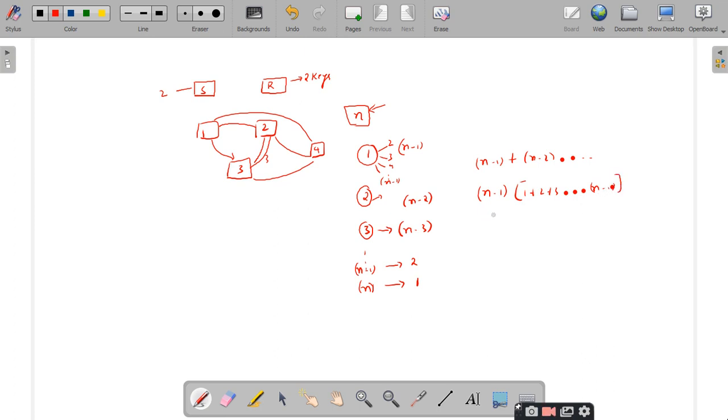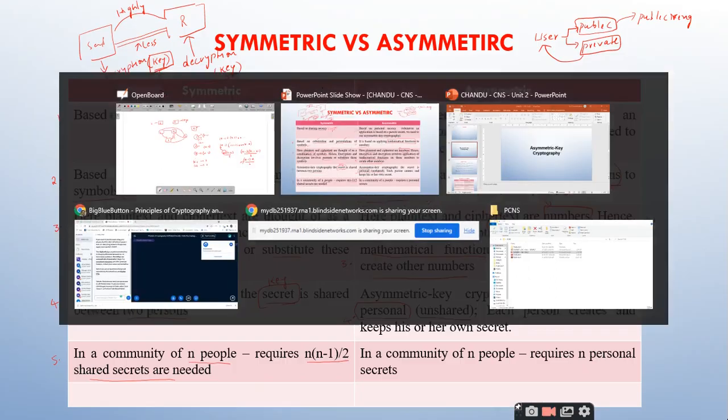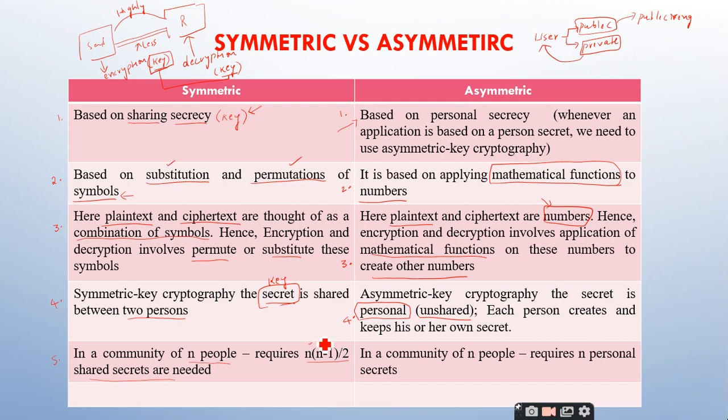So what is the formula for the sum of n natural numbers? n into n plus 1 by 2. But here my n is n minus 1. So I substitute: n minus 1 into n minus 1 plus 1 by 2, which is equal to n minus 1 into n by 2. So this is how the formula has been generated. If you have n members in a community, they are going to generate n into n minus 1 by 2 shared secrets. Clear?